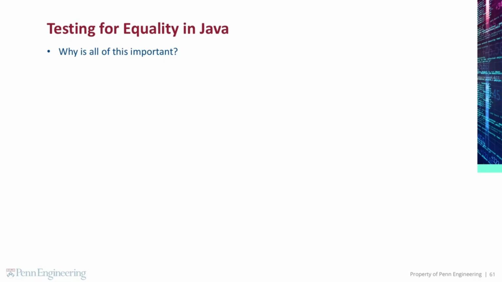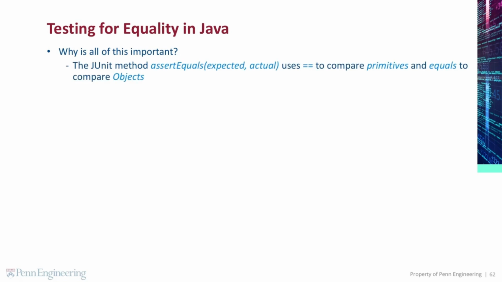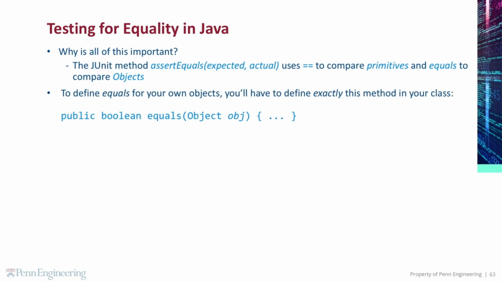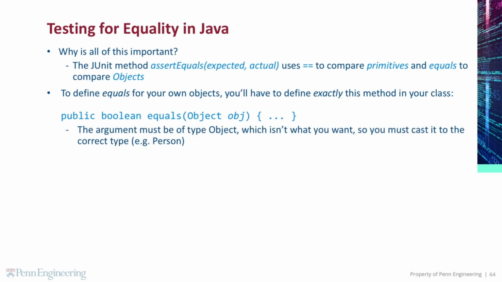So why is all of this important? The JUnit method assert equals uses the equality operator to compare primitives and the equals method to compare objects. To define what equals means for your own objects, you'll have to implement the equals method. This means you'll have to define exactly this method in your class. The argument to the equals method must be of type Object, which isn't exactly what you want, so you'll have to cast it to the correct type. For example, Person.